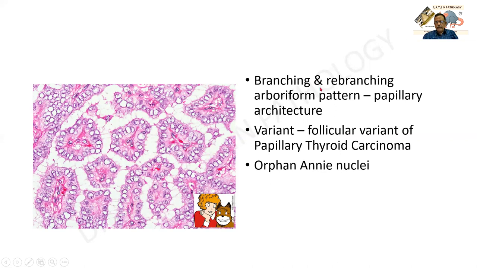Coming to the papillary processes, they are branching and rebranching, arboriform or tree-like in appearance. There is one variant of a papillary carcinoma called follicular variant of papillary carcinoma. Please remember this. Orphan Annie nucleus, it is definitely an MCQ. Arboriform pattern, papillary pattern, MCQ.